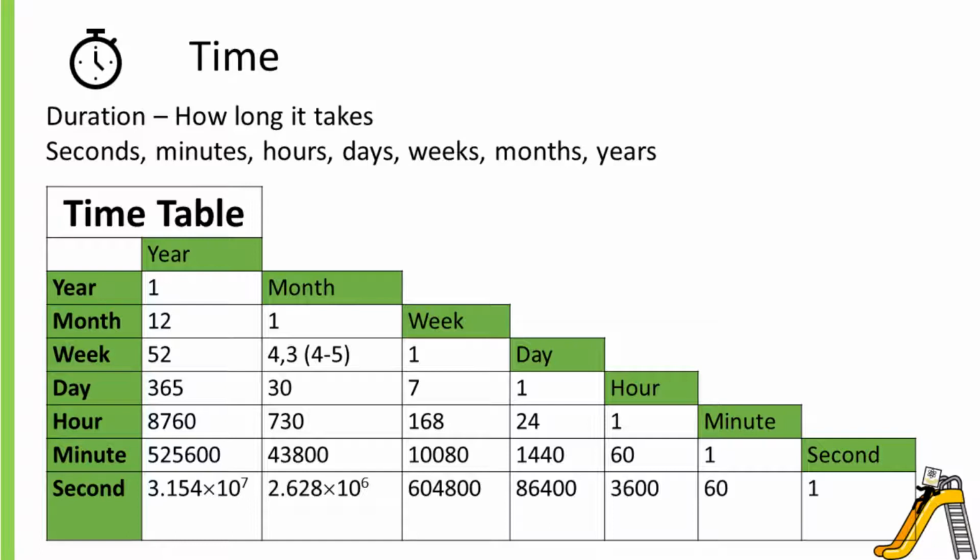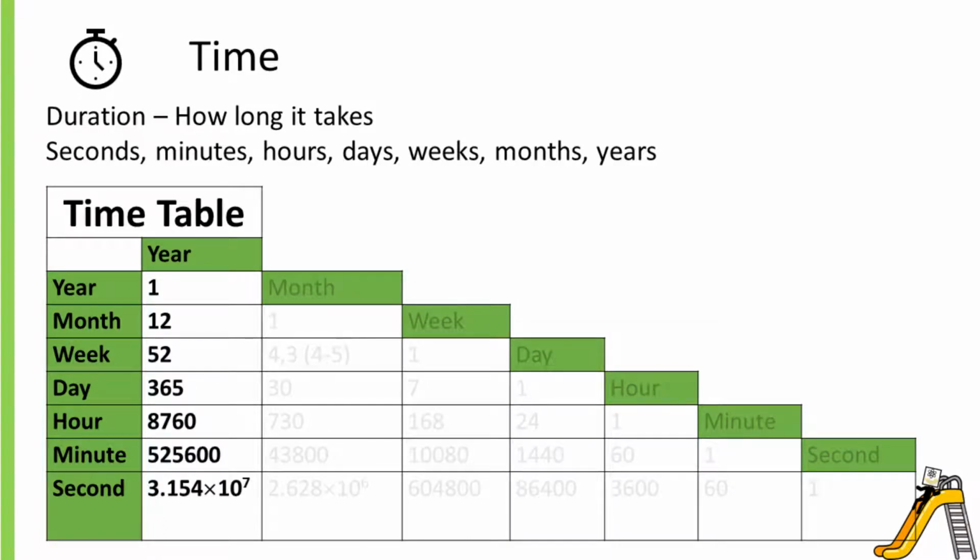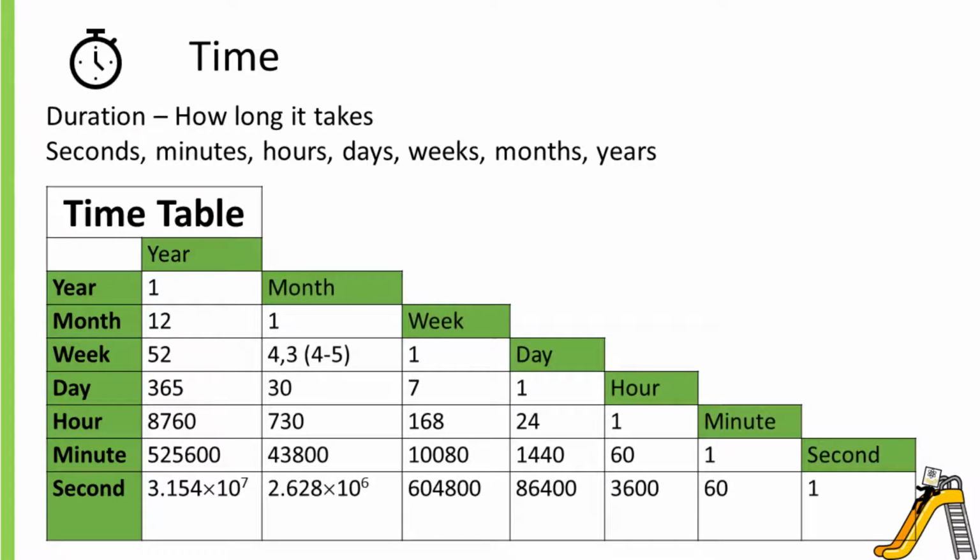So now let's break down the super complicated looking table for you so you can see how to read it. Let's say, for example, in a year. In 1 year, we know that we have 12 months, 52 weeks, 365 days, 8,760 hours, 525,600 minutes, and 3,154 times 10 to the 7 seconds, which is basically just a lot of seconds. That's like hundreds of millions of seconds. All right, and that is basically how you read this table.